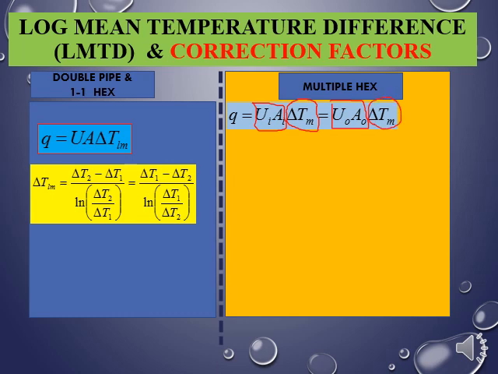So what does delta Tm mean, and how does it relate to the delta T log mean? These parameters are related to each other. The delta Tm can be obtained by multiplying the delta T log mean, the same as what we use here, with the Ft. The Ft here is the correction factor.